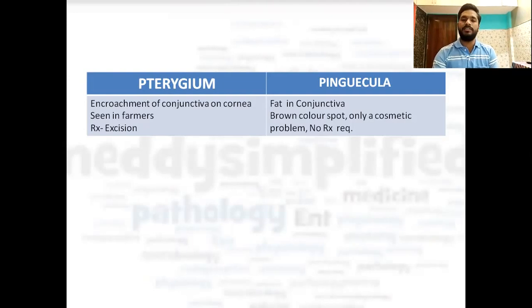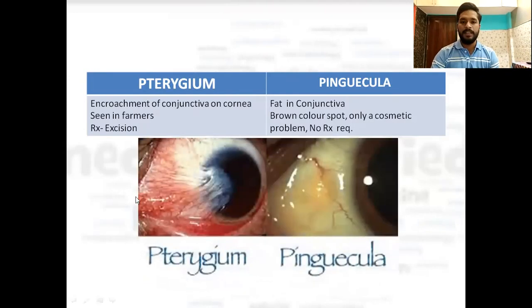Whereas Pinguecula, it is the deposition of fat in the conjunctiva, and it is a brown color spot. Only a cosmetic problem, and no treatment is required for it. Now you can look here in this image, the conjunctiva is encroaching towards the cornea, and this is the pterygium. Whereas this Pinguecula, you can see here a fat brown color spot, right? And it is just a cosmetic defect. No treatment is usually required for it.